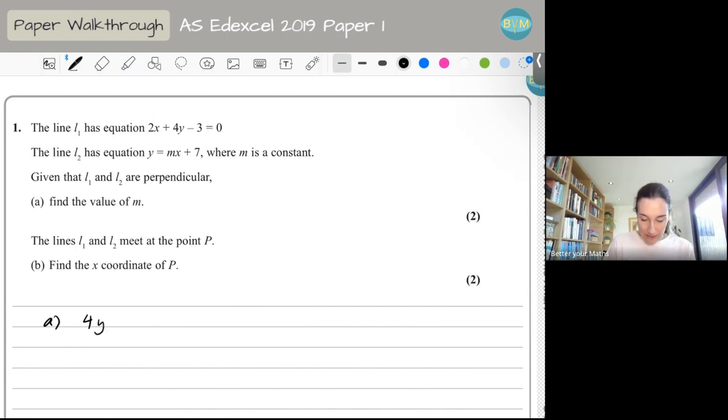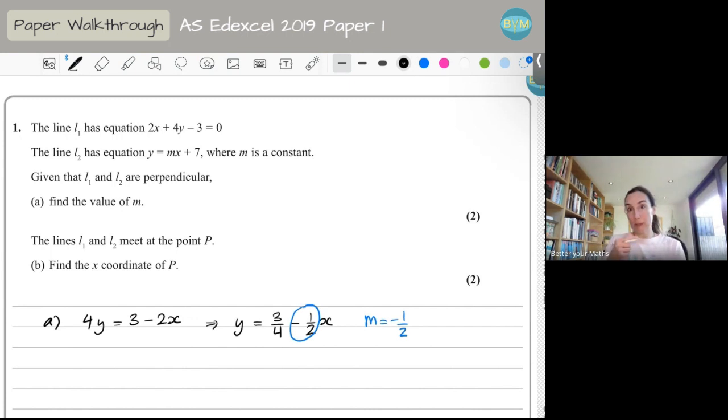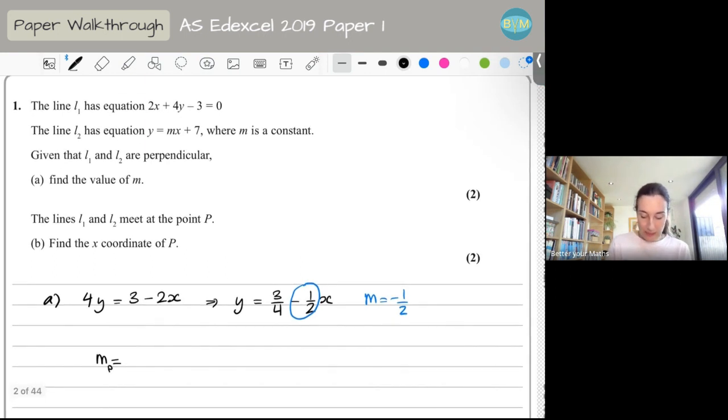I'm going to make y the subject so I can do it easily. So I have y divided by 4 is 3/4 minus 2 divided by 4 is 1/2 of x. This is the gradient of this line. The gradient of this line is minus 1/2, which means the gradient of the perpendicular is going to be the negative reciprocal. The gradient of the other line, the perpendicular one, is going to be 2. So negative reciprocal. And that's what they asked in the first part.